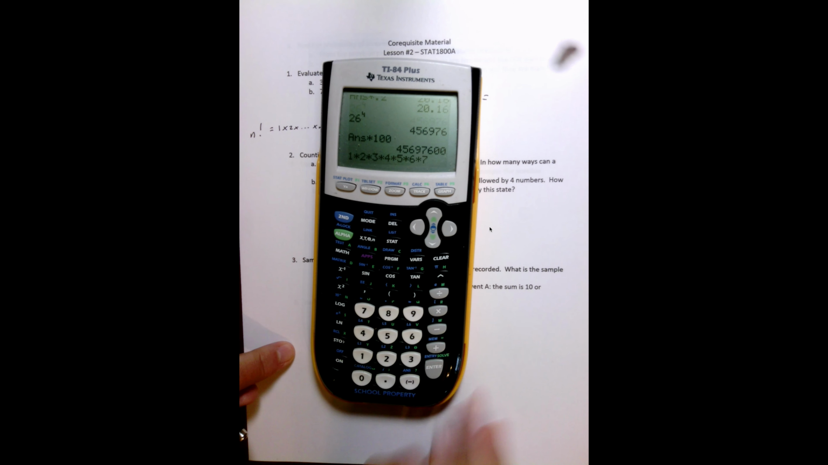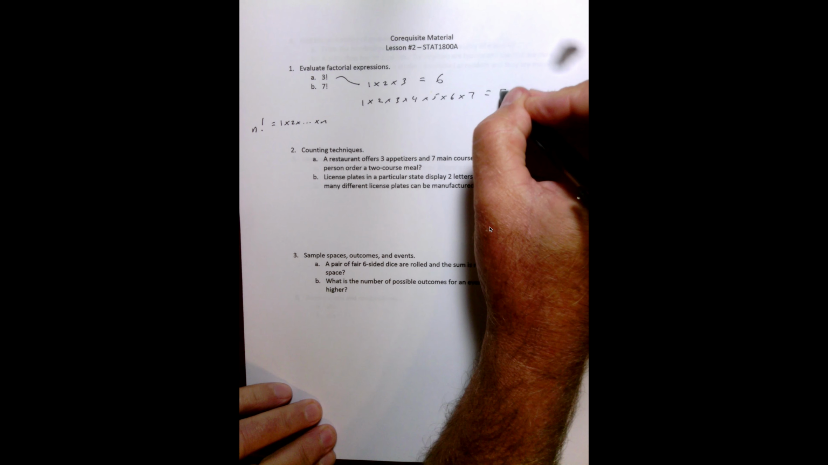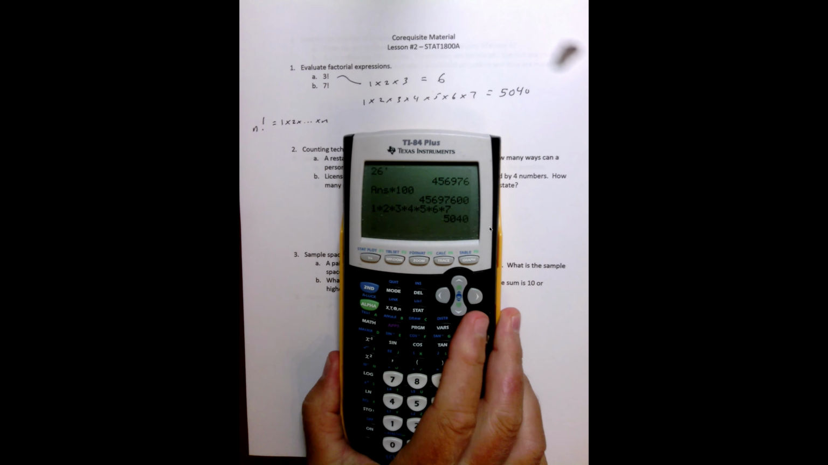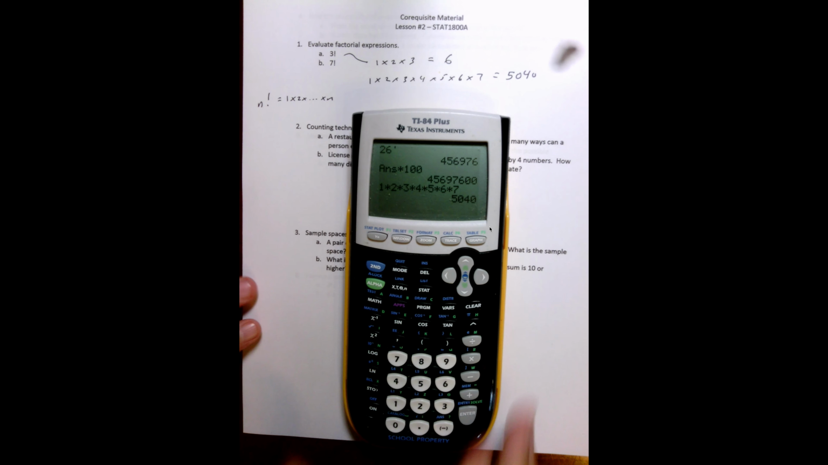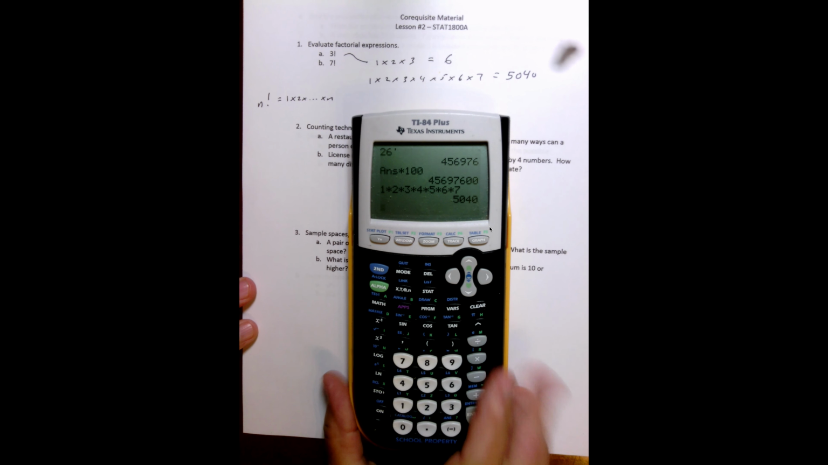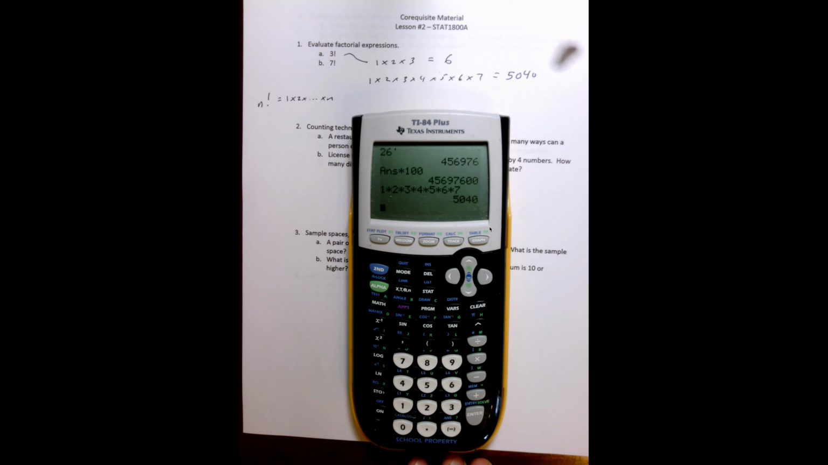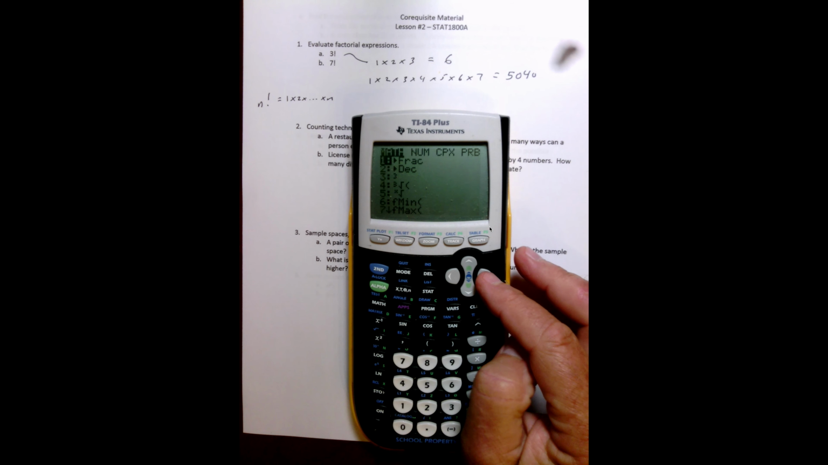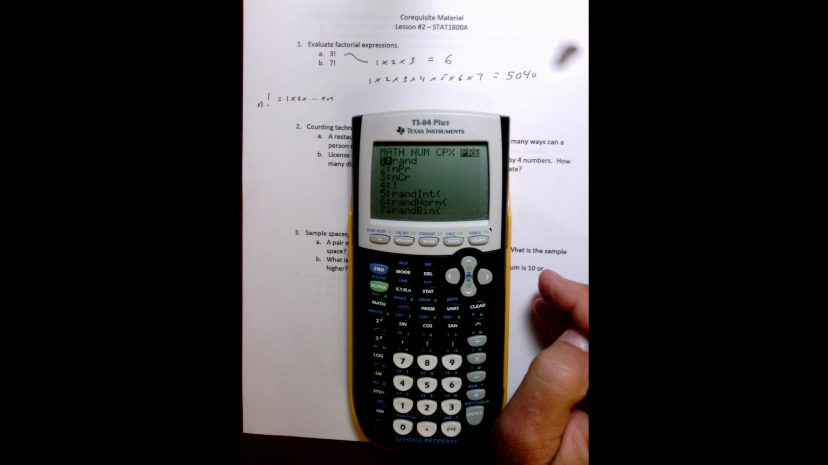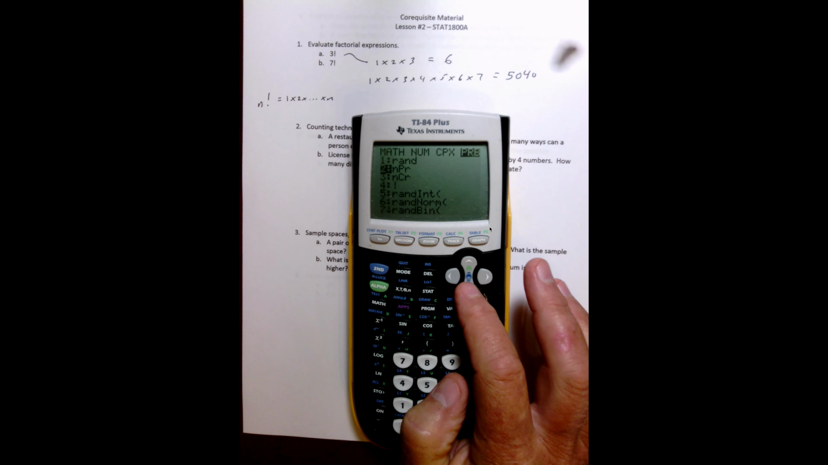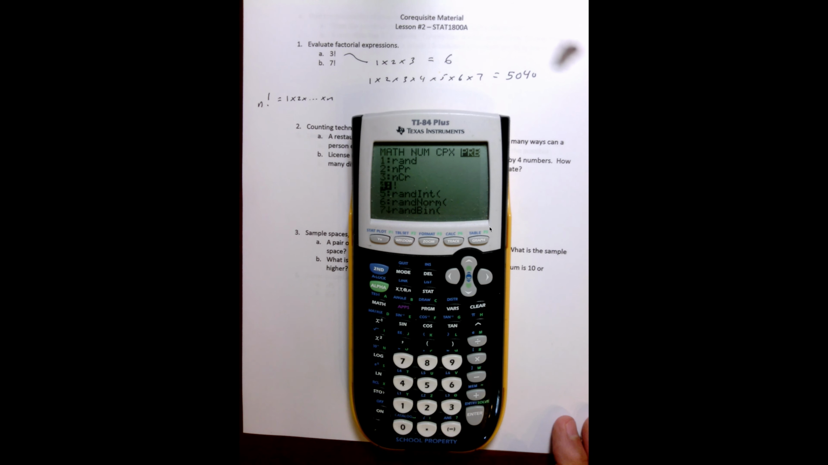In my calculator, it would be 5,040. Now, the really cool thing about this is there's a calculator key that does this for you. So if you have a TI-83/84, you can just go to Math and go over to PRB, which is probability. And you'll come down to the fourth one, which is the factorial sign.